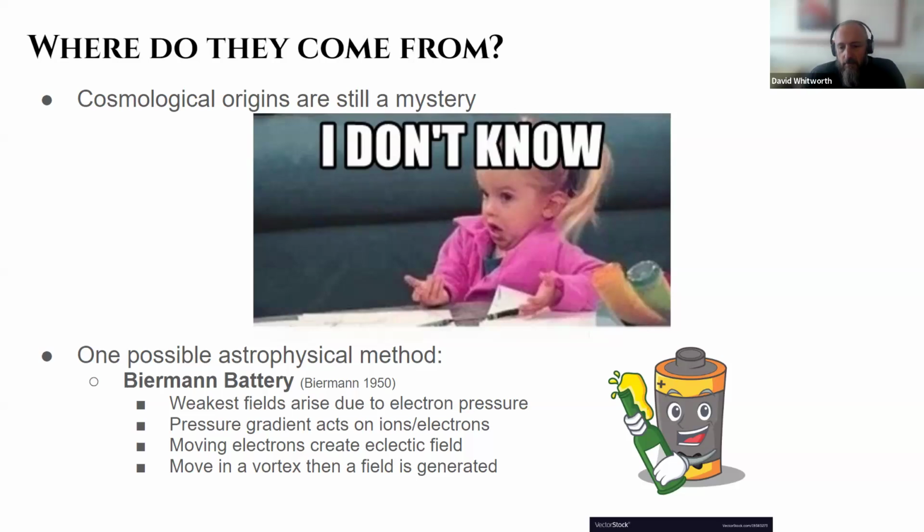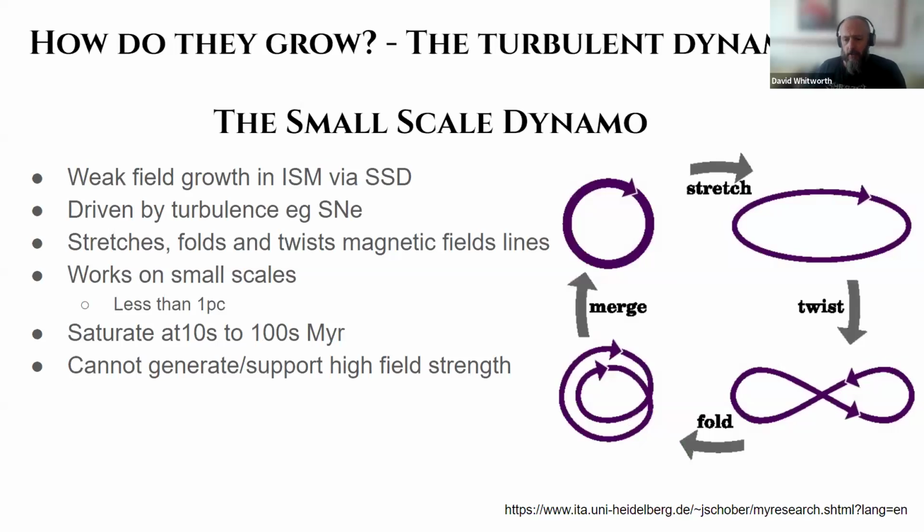So because they're moving around, we get this field, but the field is very, very weak. It doesn't like to grow above about 10 to the minus 12 microgauss at most. So we need ways to strengthen the field for the ones which we view. And there's a couple of ways we do this. The first one is the small-scale dynamo. This allows a weak field to grow.